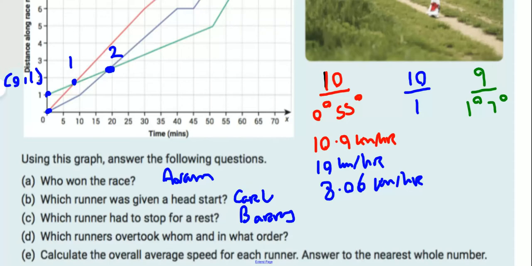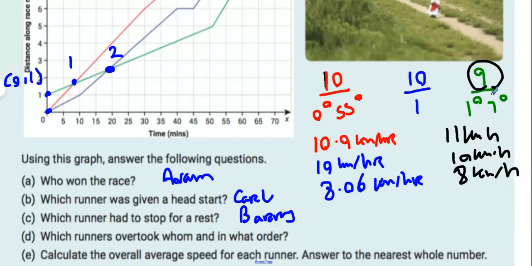Okay, so that's going to be 11 kilometers an hour. This is going to be 10 kilometers an hour. And the last one's going to be 8 kilometers an hour. Did you do 10 or 9? He only traveled 9, you see. Any questions? You sure? Okay.